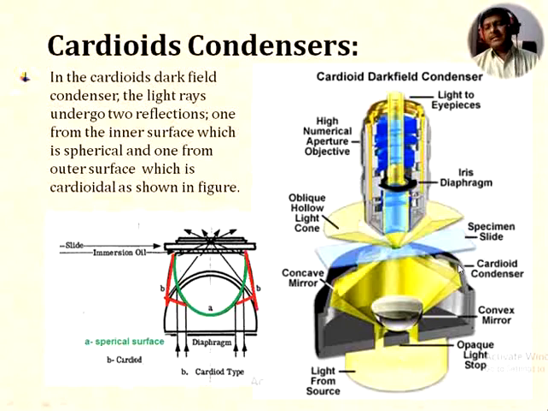Okay, such a type of arrangement is what is shown in the diagram in red color. Here also such an arrangement is present, and that is called the cardioid condenser. So here is the slide, and on the slide there is a specimen, and this is the upper portion of the objective, and this is the eye, and below our eye there is an eyepiece.